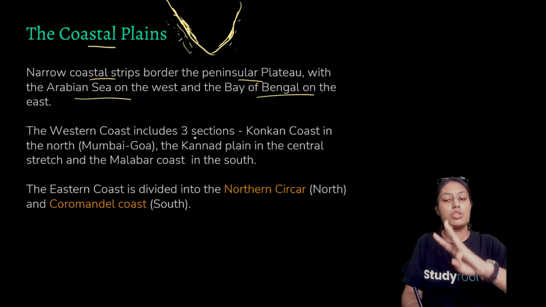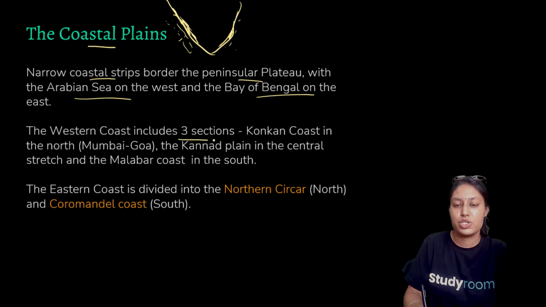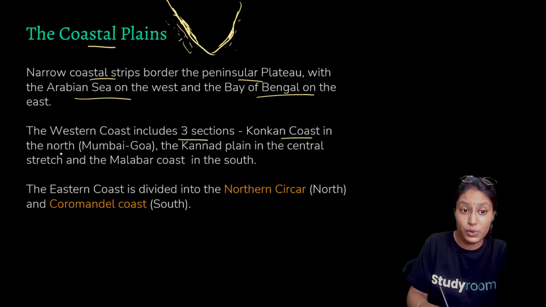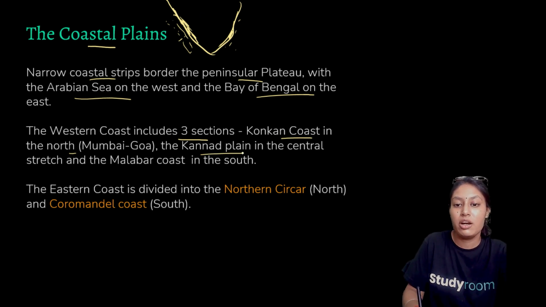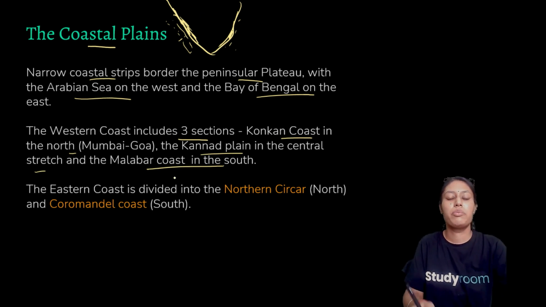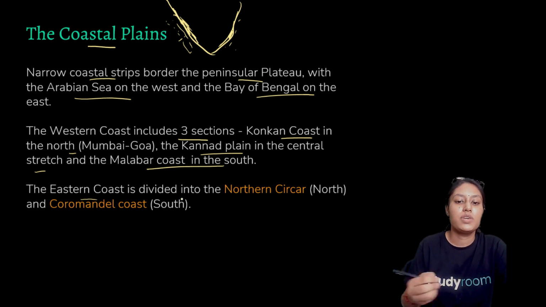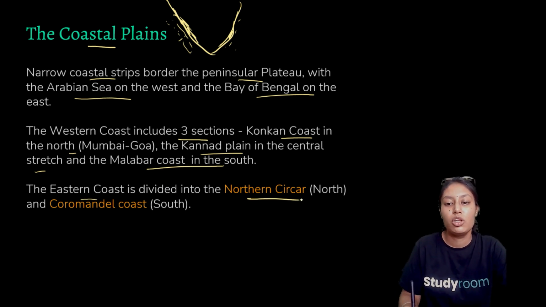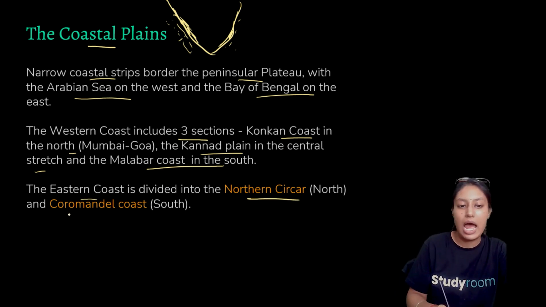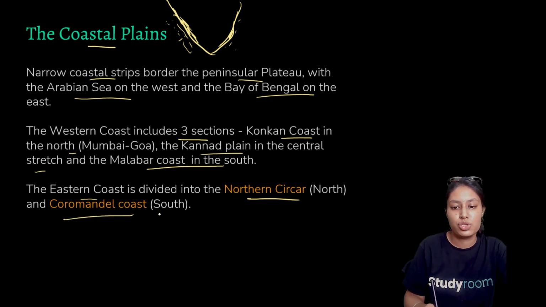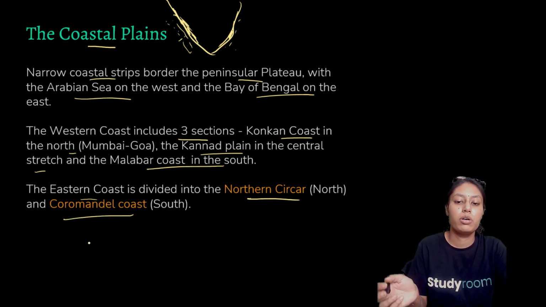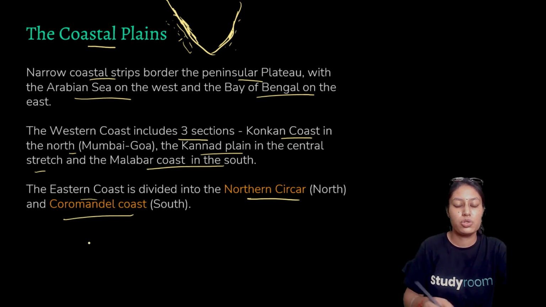It includes mostly three sections. It has the Konkan coast in the north, in the Mumbai area, the Kannad plain in the central stretch, and the Malabar coast in the south. We'll map it, don't worry, so then you'll understand it. The eastern coast is further divided into two parts: Northern Circars in the north and Coromandel coast in the south.